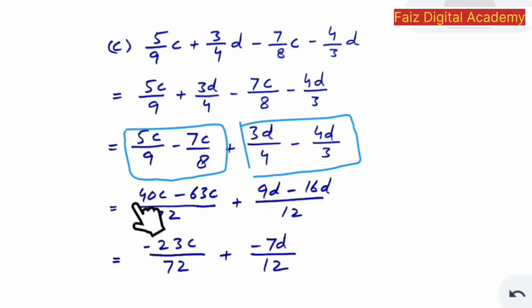Next step is to add or subtract them. So plus minus is minus, so we subtract 40 from 63. Negative sign, because we are subtracting the bigger number from the smaller one, and on the other side again plus minus is minus, and we have to subtract 9 from 16, so again here minus 7d over 12.